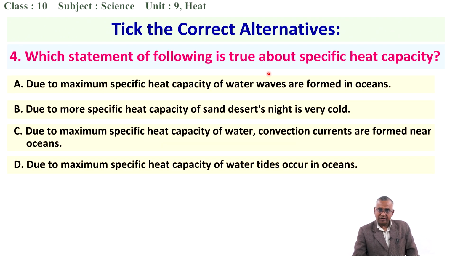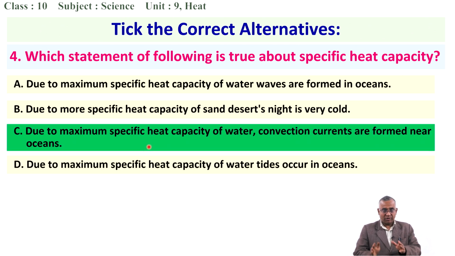Now, which statement of the following is true about specific heat capacity? Due to maximum specific heat capacity of water, waves are formed in the ocean. Is it? Due to more specific heat capacity of sand, a desert's night is very cold. Think once. Due to maximum specific heat capacity of water, convection currents are formed near oceans. Or, due to maximum specific heat capacity of water, tides occur in the ocean. Everything happens, but which one of them is due to the more specific heat capacity of water? That is C1, yes, because the convection current is what forms land breeze and sea breeze, about which you have done in junior classes, and here also we will discuss in the next class.